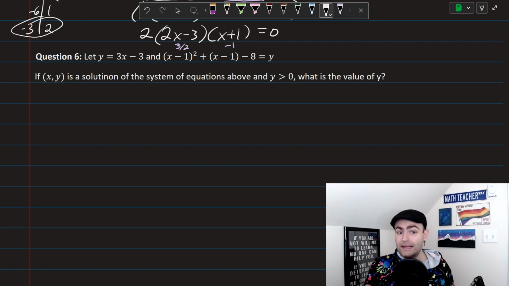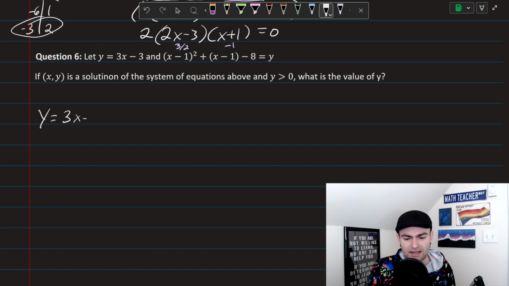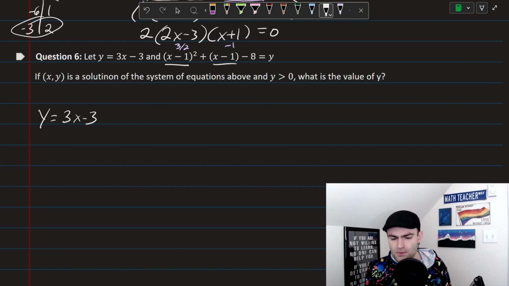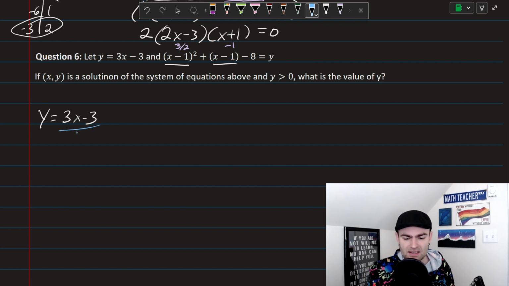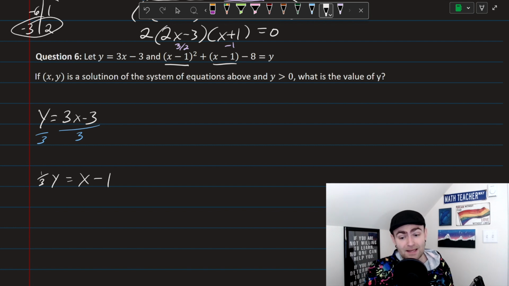And it might look evil. It might look like I'm the most evil person in the world. But look at the structure. I have y is equal to 3x minus 3. And I have this x minus 1 and x minus 1 here. There's a reason why that's in parentheses. This is a third of what I currently have for y. So if I divide both sides by 3, I get 1/3 of y is equal to x minus 1. So I can substitute this 1/3 y into both of those parts.